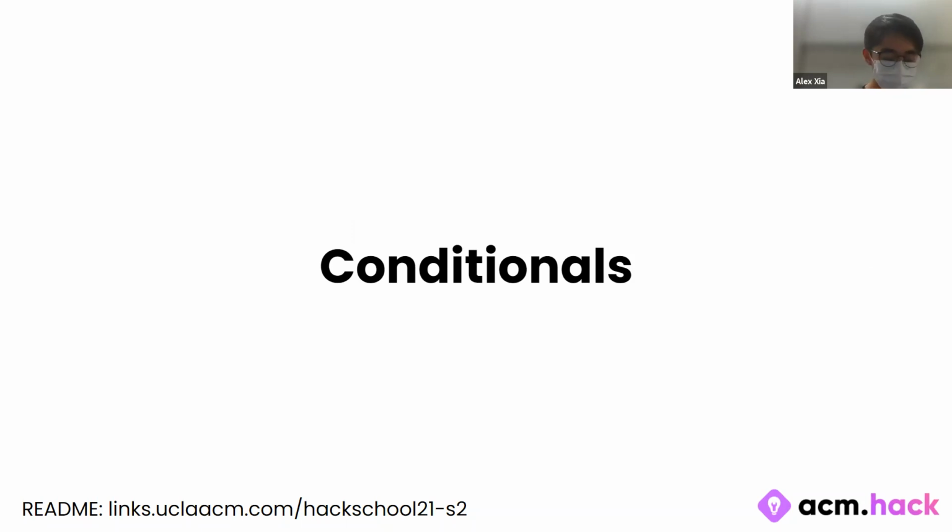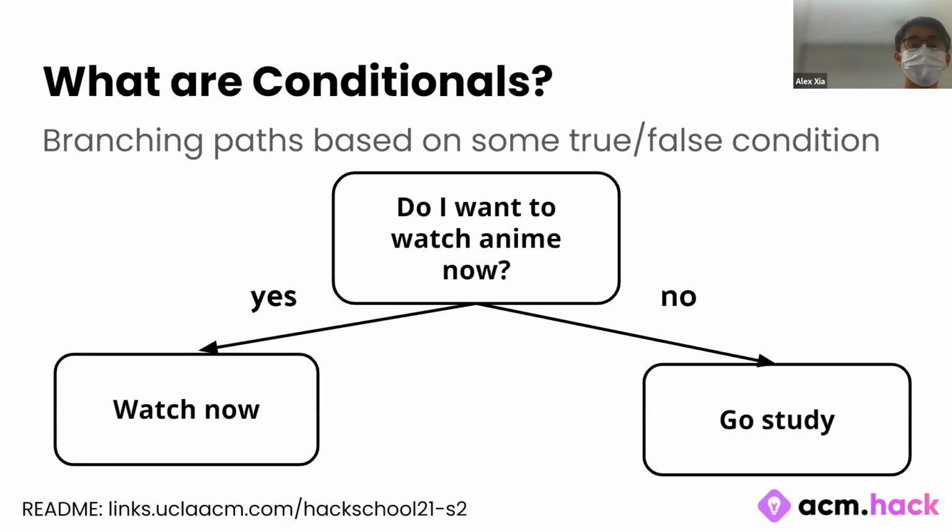Okay, so next we're gonna talk about conditionals. In programming, conditionals are used as a tool to define branching paths in code. You can think of this as decision making based on some sort of condition. For example, if I wanted to watch anime now, it would depend on if I had an exam later. If I had an exam later, I wouldn't watch anime. But if I didn't, then I would. Let's take this concept and see how it's applied in code.